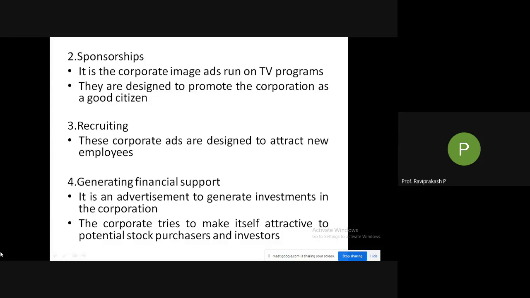If you come up in the market stating that I need funds, I can sell my shares, I'm coming up with bonds or debentures, people are ready to buy. Why? Because the good image is there in the market. So this is generating financial support.